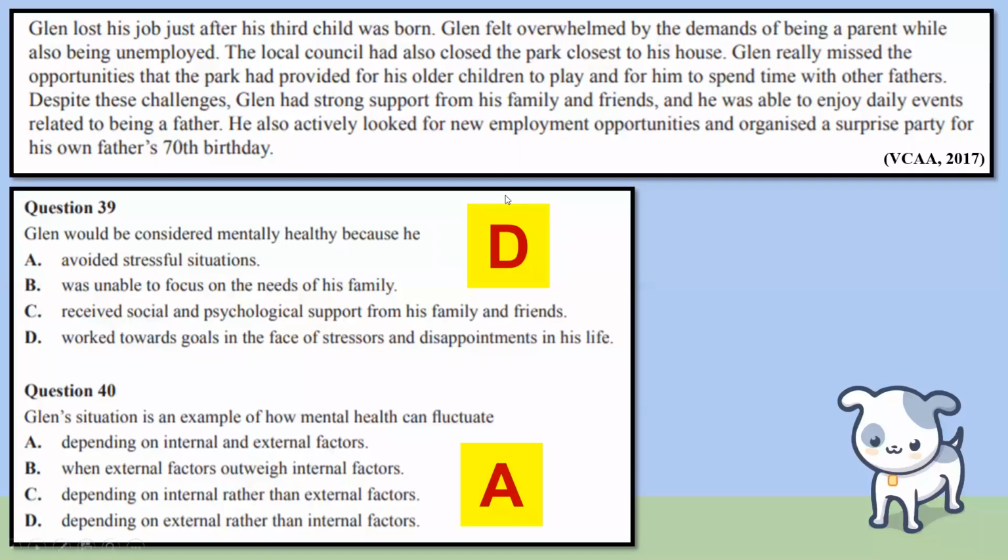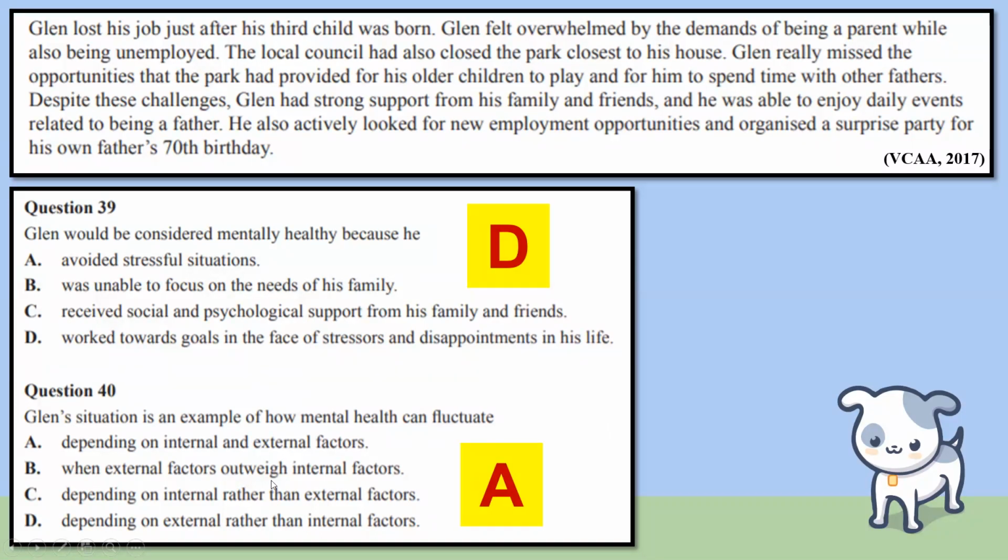Yep, so the answers for 39 were D and A. In 39 the answer is D, because obviously he's able to work towards applying for a new job. He's able to even plan a surprise birthday for his father. So he's working productively and there's no sense of dysfunction or impairment there. So that's why the best answer is D.